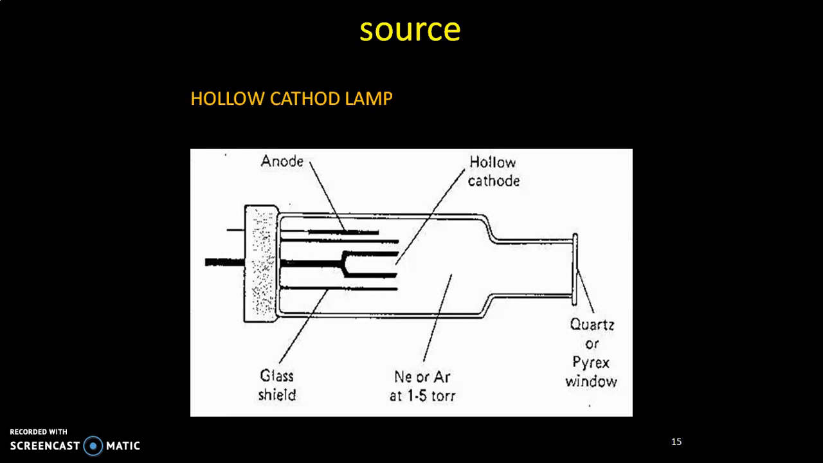So the sources include the hollow cathode lamp. What is a hollow cathode lamp? The hollow cathode lamp contains an anode, hollow cathode, glass shield, neon or argon gas, as well as a quartz or pyrex window.